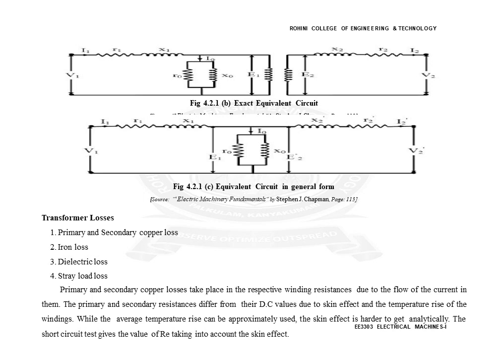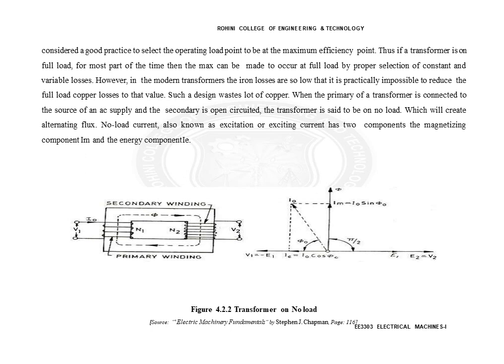The short circuit test gives the value of Re taking into account skin effect. The iron losses contain two components, hysteresis losses and eddy current losses. The hysteresis loss is a function of the material used for the core, and for constant voltage and constant frequency operation that can be taken as constant.